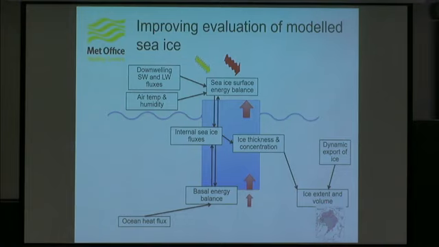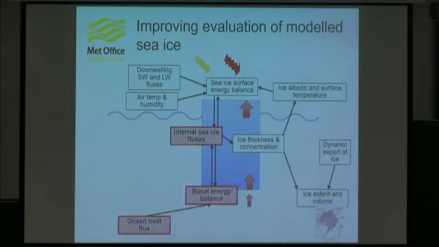And of course your ice thickness and concentration will feed back on your surface energy balance through ice albedo and surface temperature. Although ice extent and volume are the only ones routinely evaluated at the moment, for most of these terms there do now exist some observations. For example, there are satellite estimates and indeed reanalysis estimates of radiative fluxes. There are, however, three terms in here which are still very difficult to observe: in particular the internal sea ice fluxes, the ocean heat flux and the basal energy balance. We don't really have large-scale observations of these.